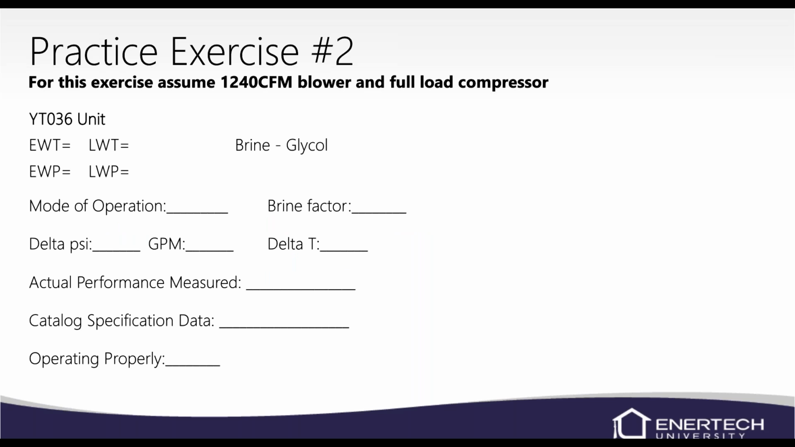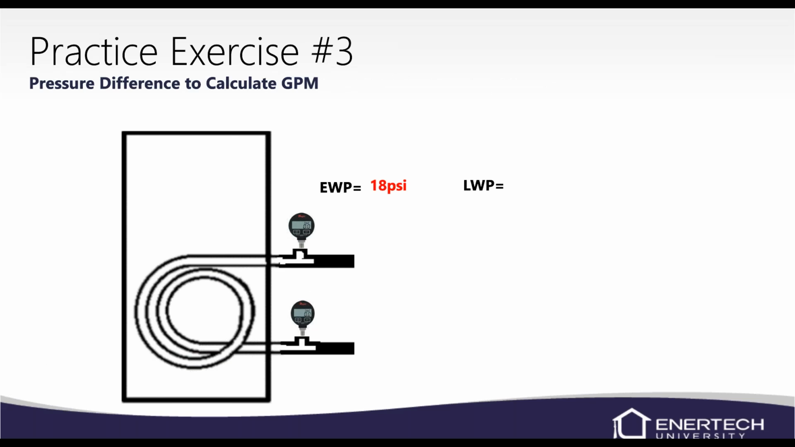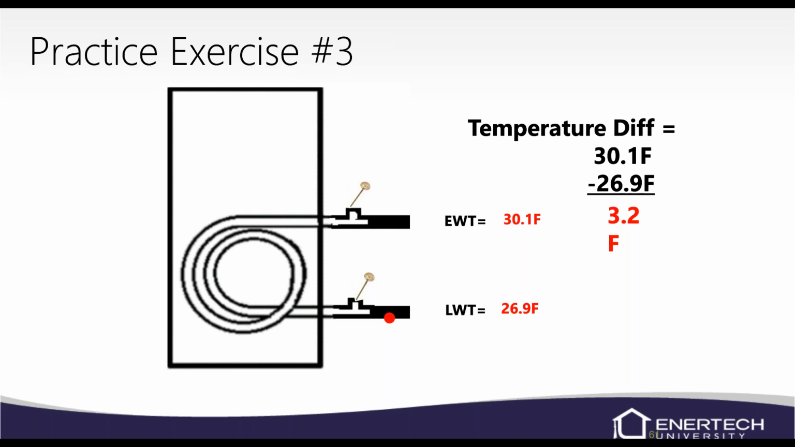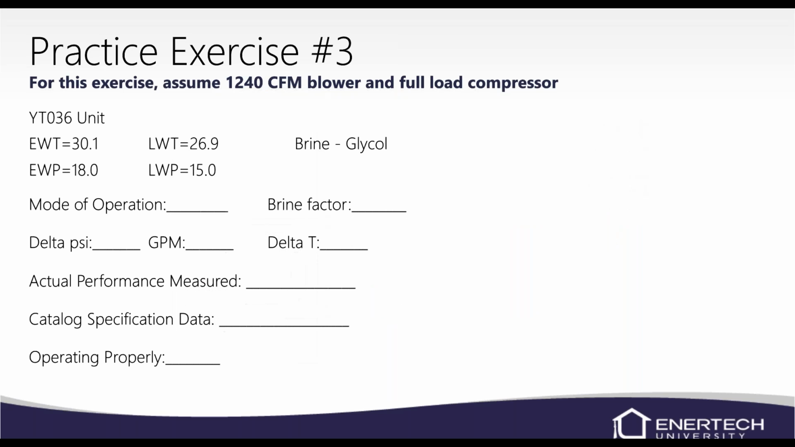We'll go through, I think we've got one or two more of these here real quick. This is a packaged unit, 036, 1240 CFM, and we've got glycol in the system. We'll start with pressure drop, and it doesn't matter if you check temperature or pressure drop first to me. It's not really that big of a deal. So here we have a 3-pound pressure drop. We'll check their temperature difference. We have a 3.2 degree temperature difference, which seems kind of low. But we'll just look in the manual and see what we've got.